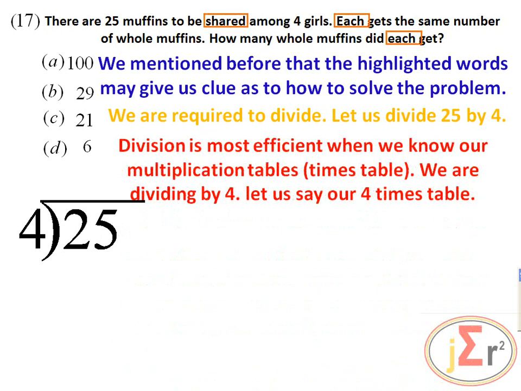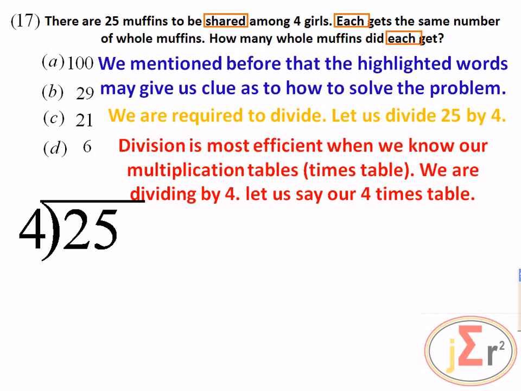Division is most efficient when we know our multiplication tables or our times table. We are dividing by 4. So let us use our 4 times table. Jerry, say your 4 times table. You know your 4 times table? Yes, I do. Let's go.